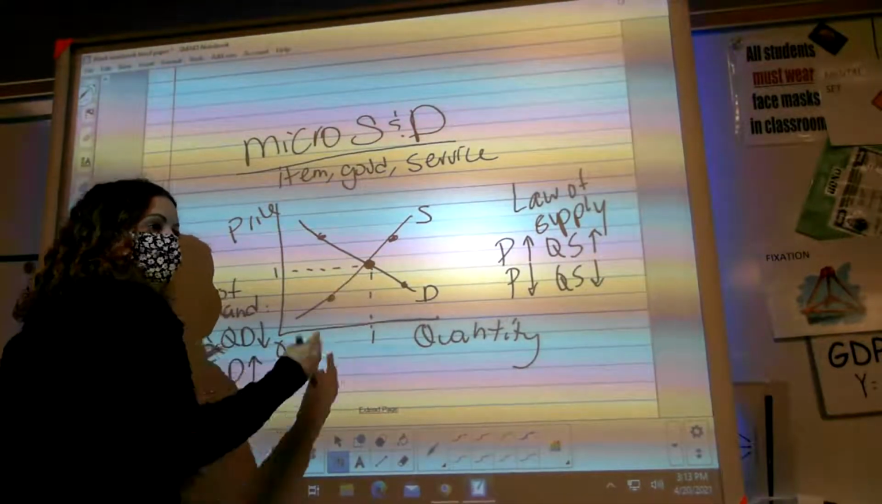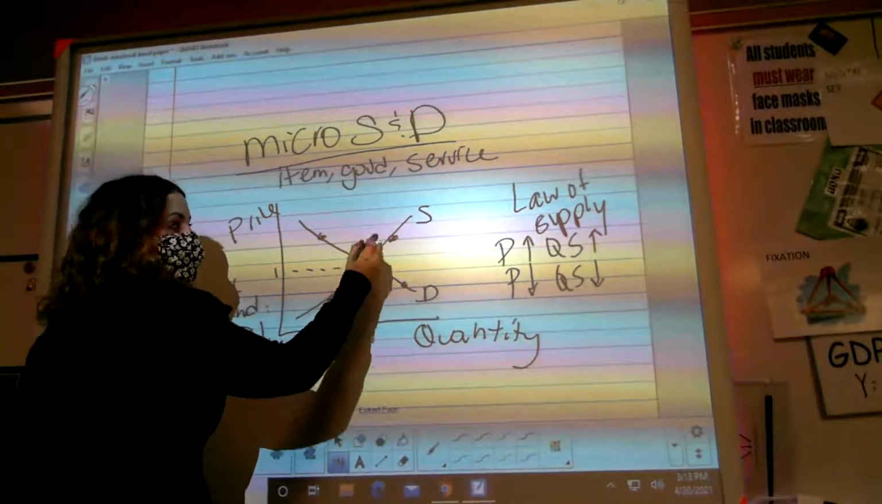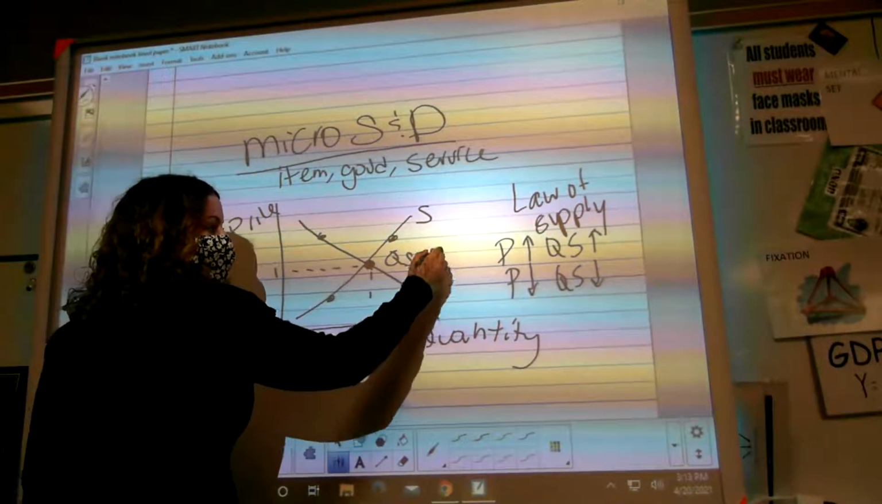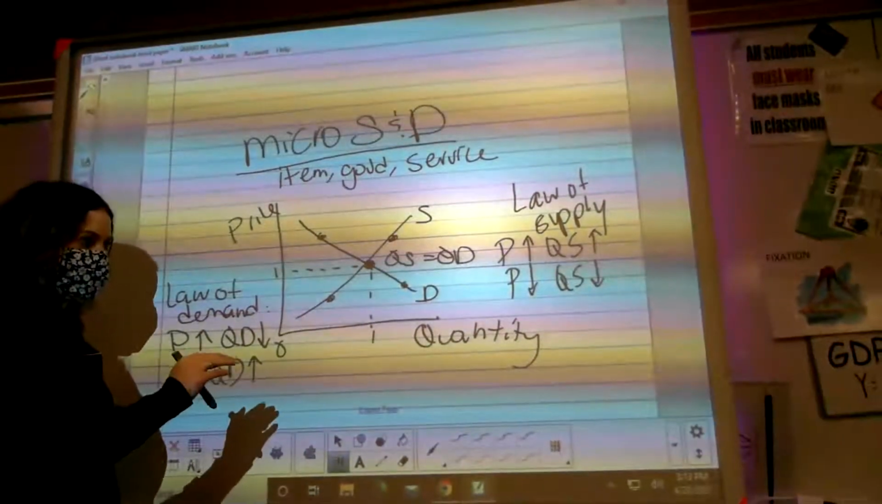When they are intersecting and in equilibrium, that point is both a point of supply, which is called quantity supplied, and a point of demand, quantity demanded. They're equal. Everything's in equilibrium.